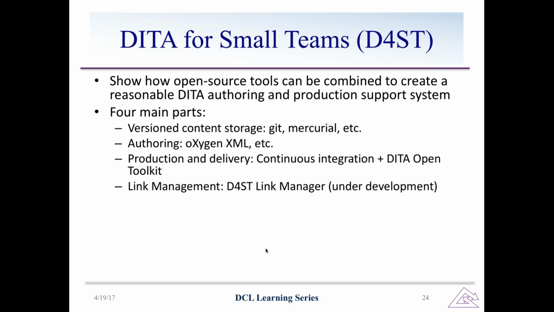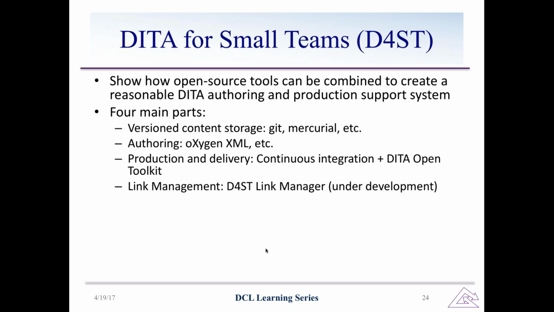So if you think about the system that you need to author and manage your content, right? You need some kind of versioned content management system. You need authoring, you need production and delivery, and you need link management. The first 3 things you can find either in open source tools or in commercial tools that are affordable or are your only options, like Oxygen, XMetal, or any of the new web-based authoring systems. Production and delivery, of course, we have the Open Toolkit, some other open source tools, some commercial tools.